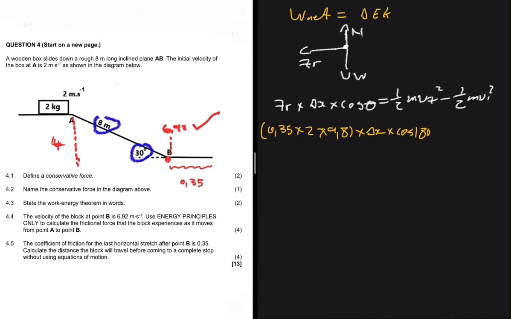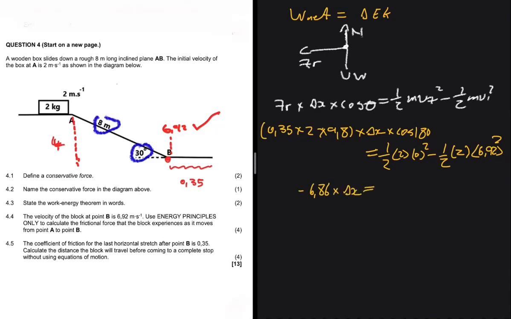And that should be all equal to, I'm running out of space, so I'm just going to write it here. That should all be equal to a half, the mass is 2 kg, and the final velocity, we know that it is 0 if we go to a complete stop, right? And then minus a half, 2 kg, and the initial velocity is 6.92 squared. So now all we need to do is solve the right hand side and look for delta x. If you do that, you're going to get minus 6.86 multiplied by delta x is equal to the right hand side.